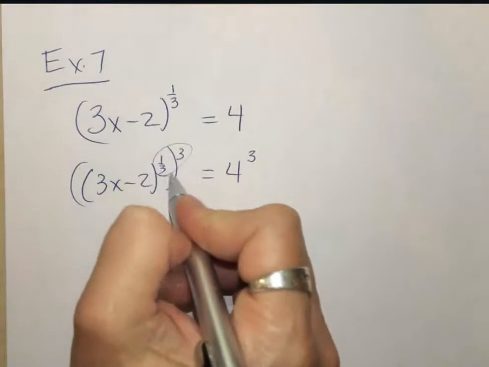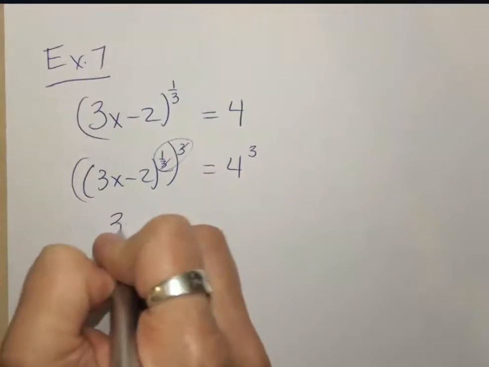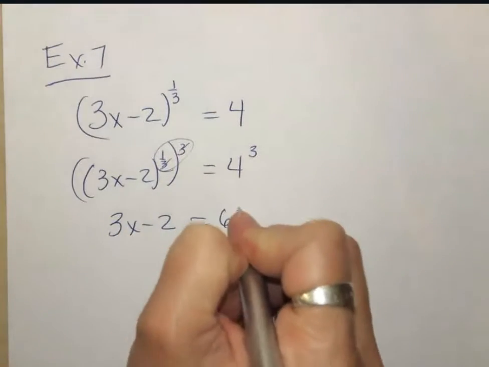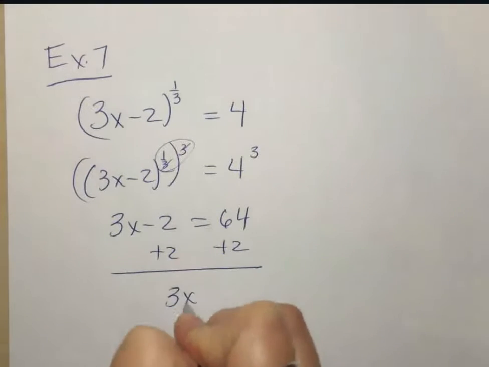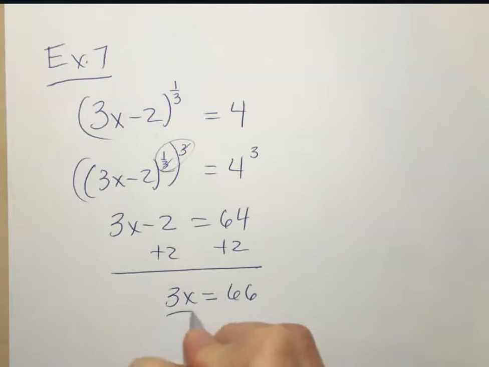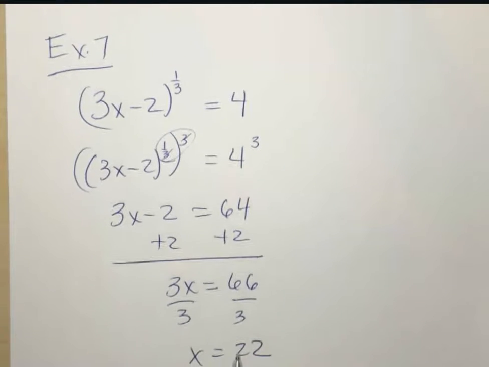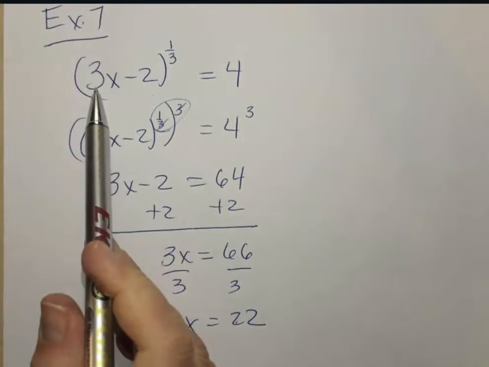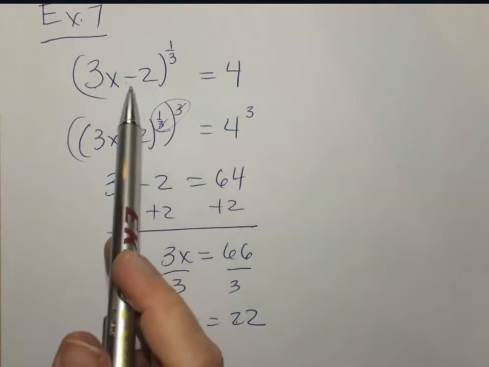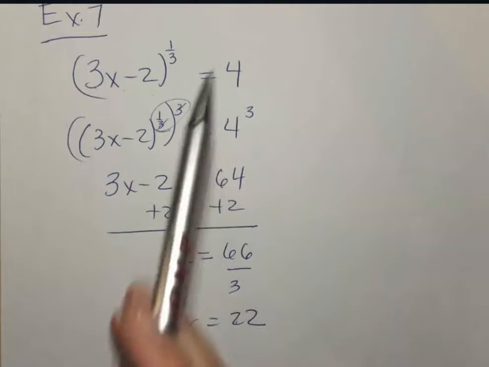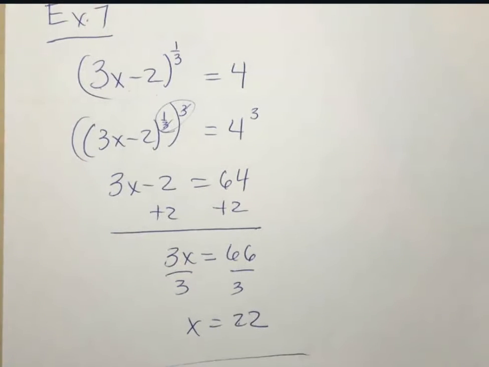Now, these two things cancel each other out. I'm left with 3x minus 2 equals 64. Add 2 to both sides. I have 3x equals 66. And I have x is 22. And if I plug that in, 3 times 22 is 66, minus 2 is 64. And the cubed root of 64 is 4. All right, so that takes care of our first two main types. We have some more advanced problems that we're going to do in the next video.